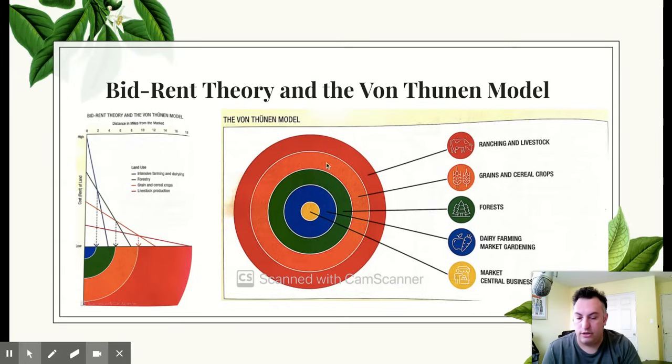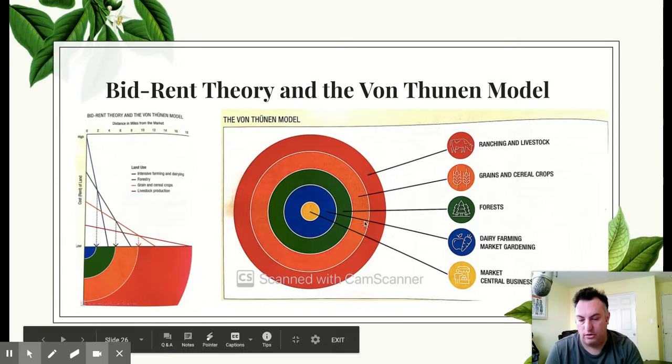The third ring out is going to be grains and cereal crops. Those are lighter, easier to transport, but you do need a little bit more space to grow them. So you're going to want to use cheaper land to do that. And then the ranching and livestock, as we mentioned, are going to be on the most outer ring.